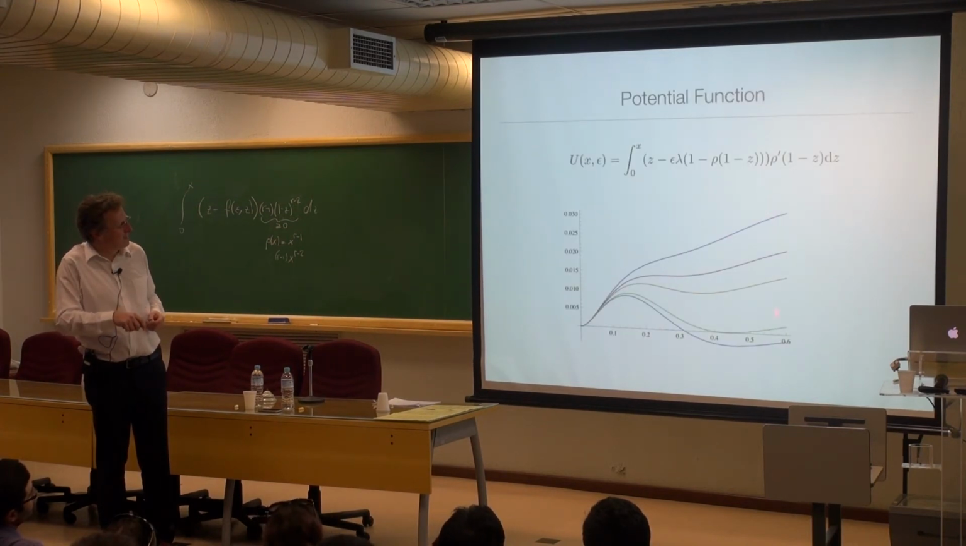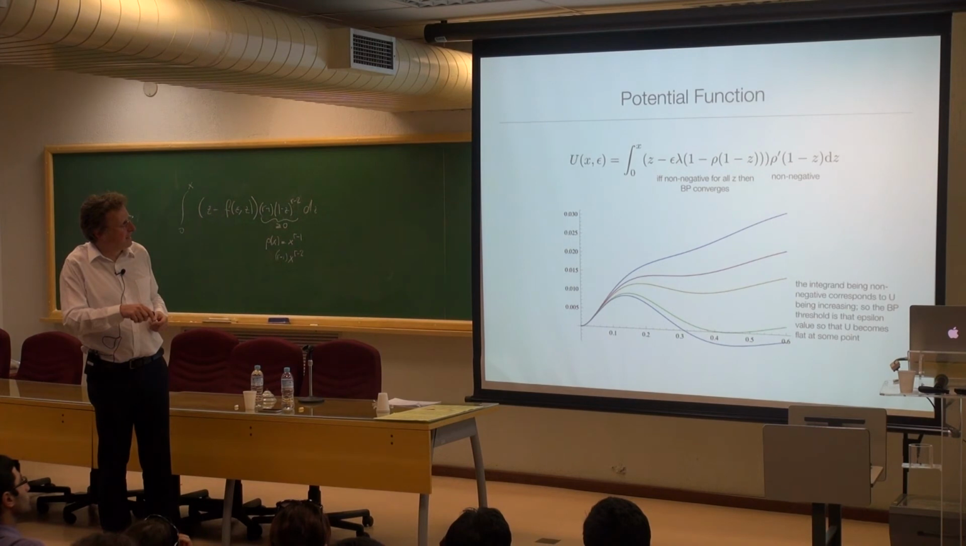So what are these different functions here? These are this potential function for different epsilon. This is a large epsilon, and this is a small epsilon, and the epsilon is increasing. So let's look at this.